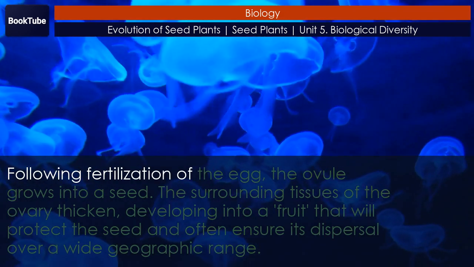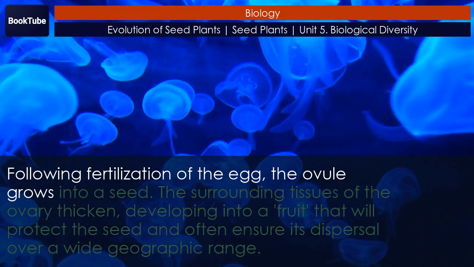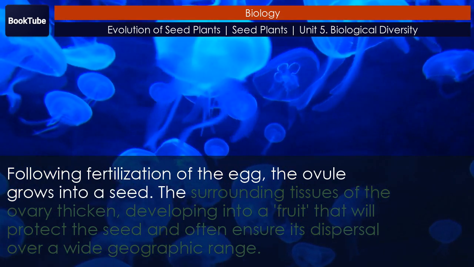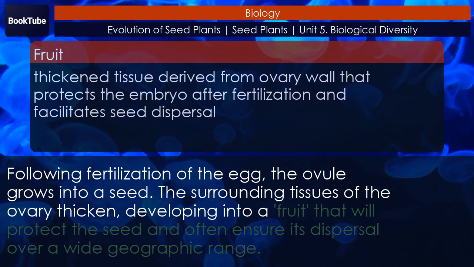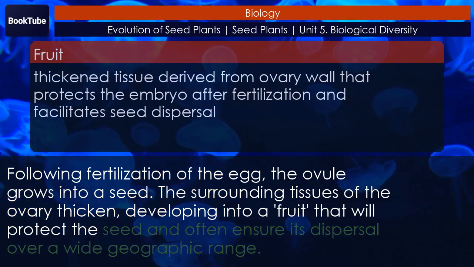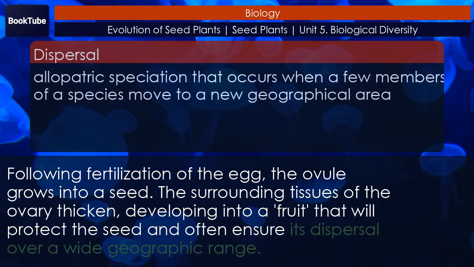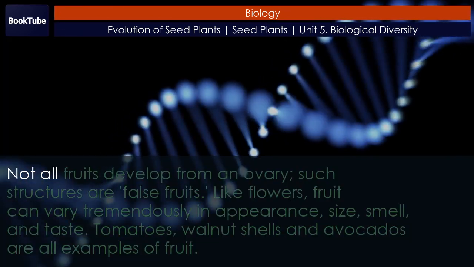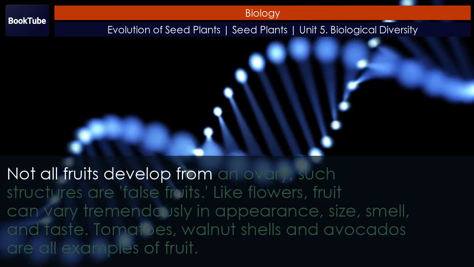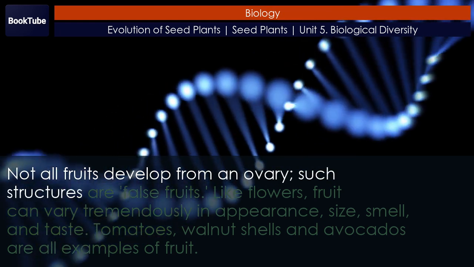Following fertilization of the egg, the ovule grows into a seed. The surrounding tissues of the ovary thicken, developing into a fruit that will protect the seed and often ensure its dispersal over a wide geographic range. Not all fruits develop from an ovary. Such structures are false fruits.